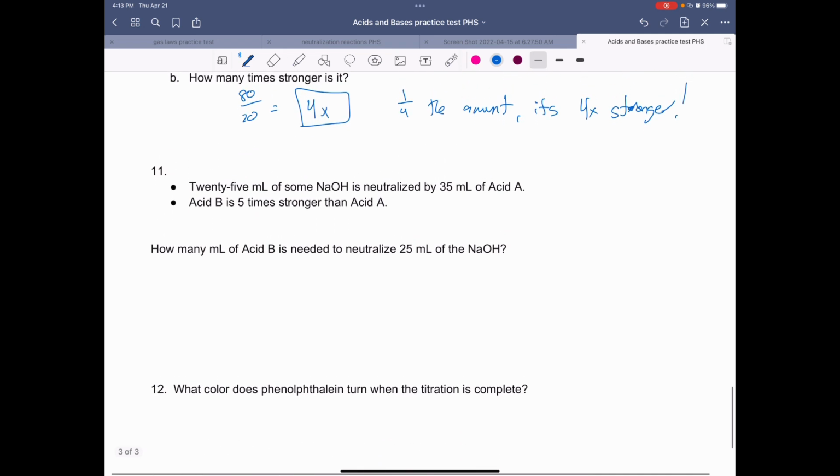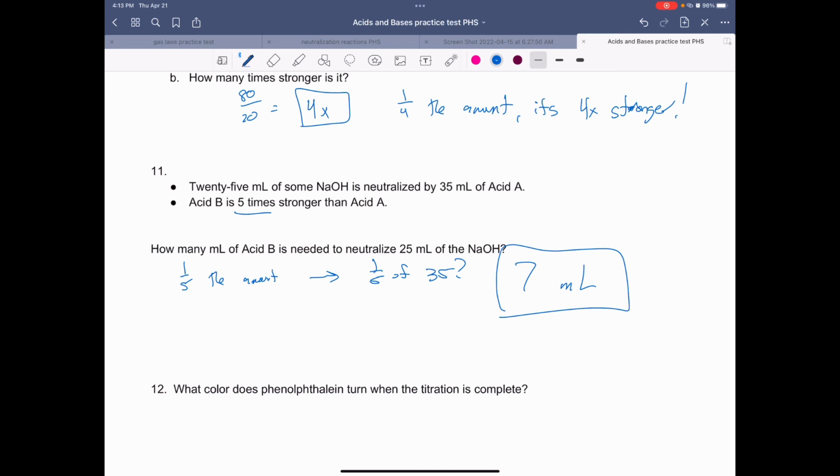Similar question on 11. 25 milliliters of some base, some sodium hydroxide, is neutralized by 35 milliliters of acid A. And if acid B is 5 times stronger than acid A. Okay, so if acid B is 5 times stronger, it's going to take 1/5 the amount. So what's 1/5 of 35? It's 7. So if it's 5 times stronger, it will take 1/5 the amount. 1/5 of 35 milliliters is 7, so it'll only take 7 milliliters.